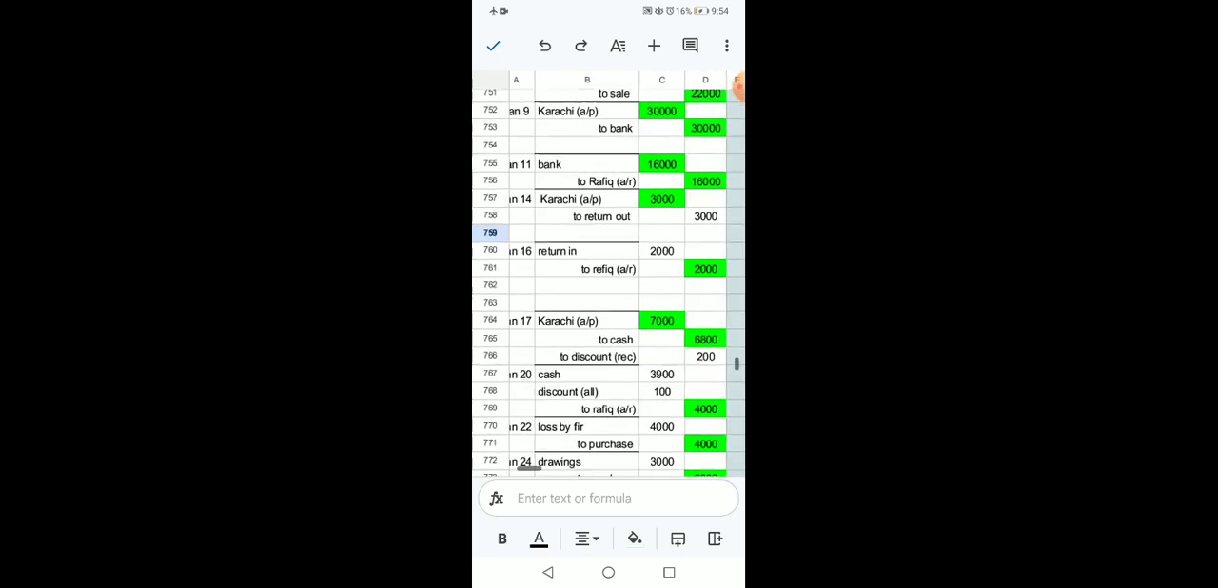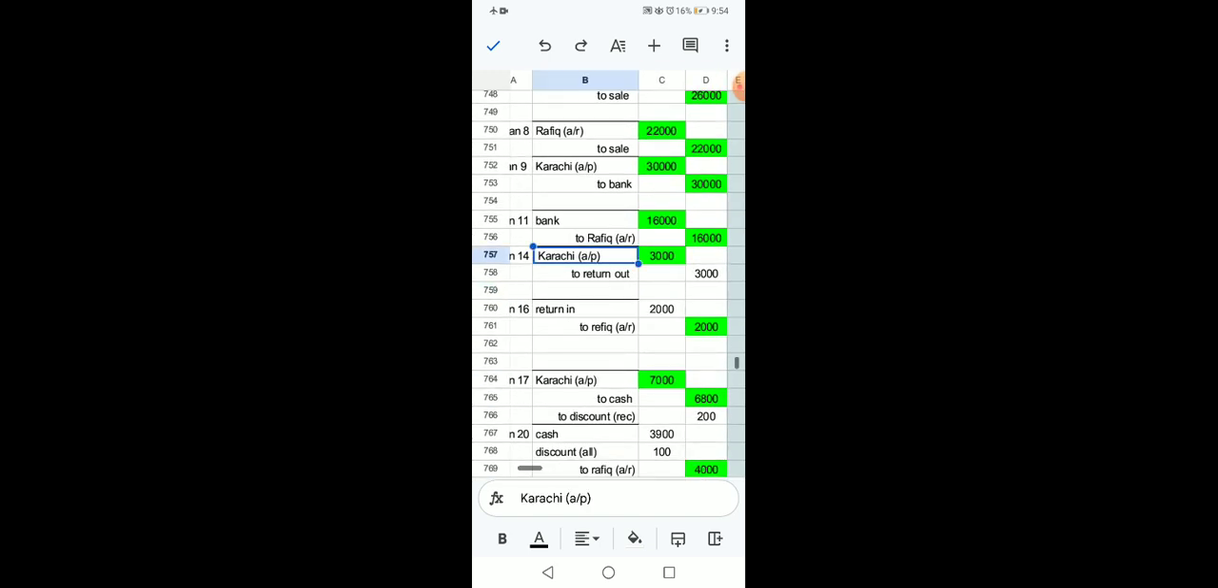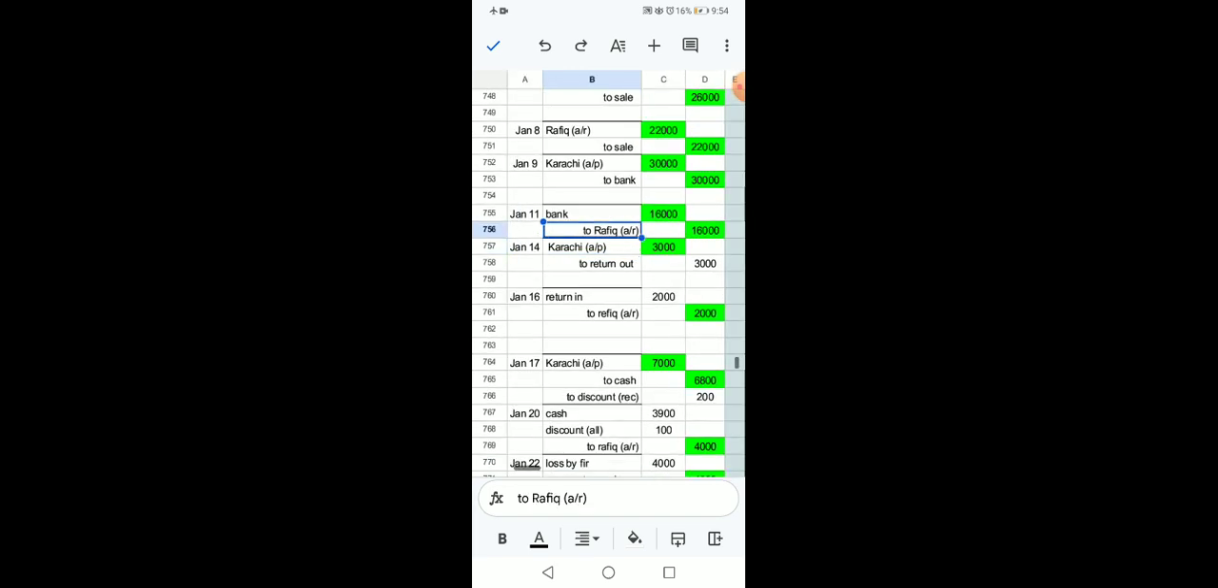We are now going to make the next ledger. The ledger we completed before is Rafiq's. So you can see Rafiq's ledger is completed. After that, we have return out. So we are going to make the ledger for return out.